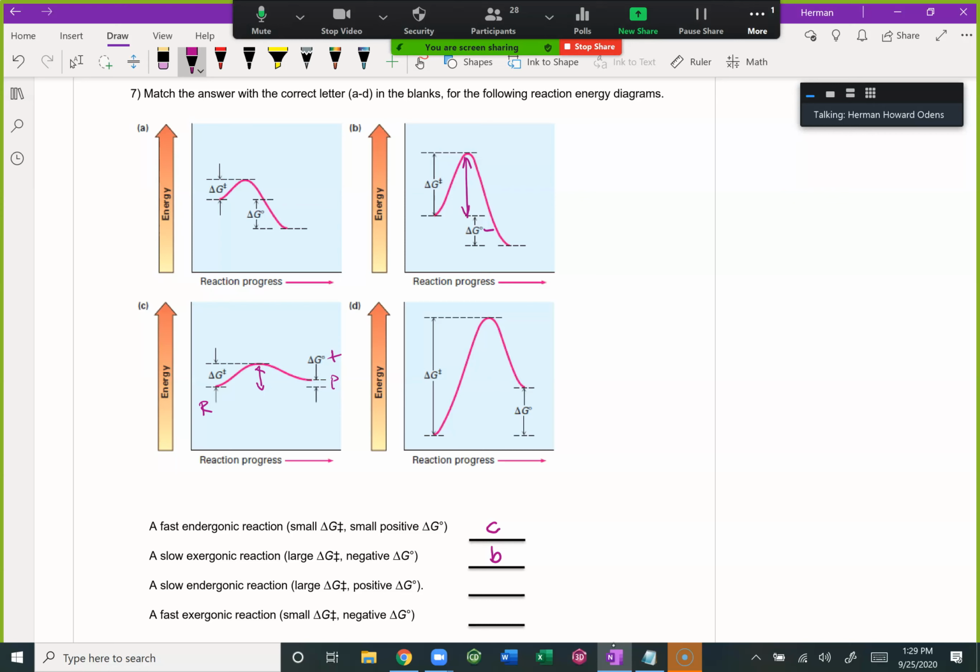The third one, a slow endergonic reaction. It's going to be D.